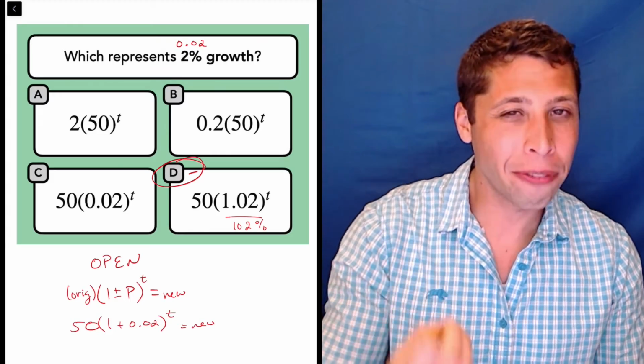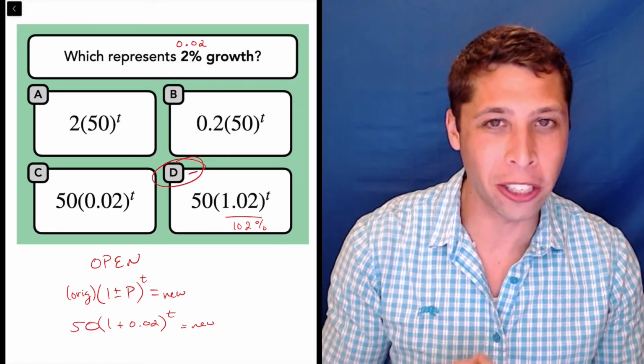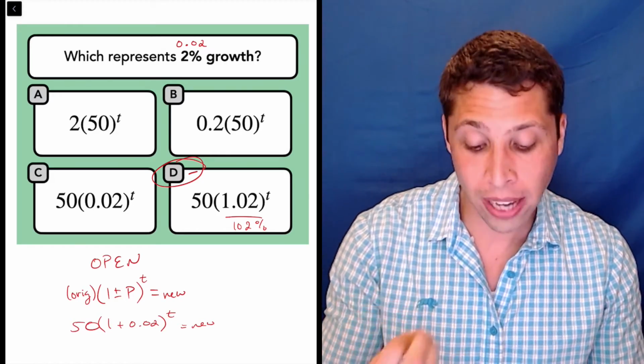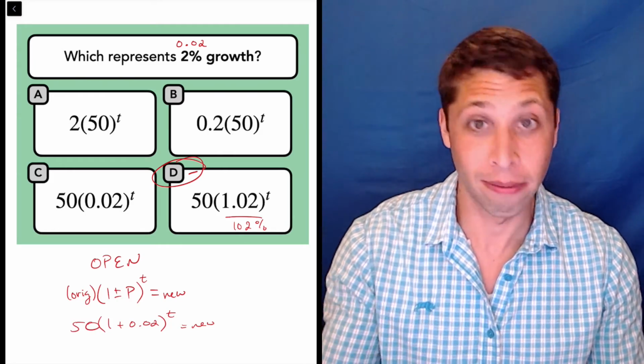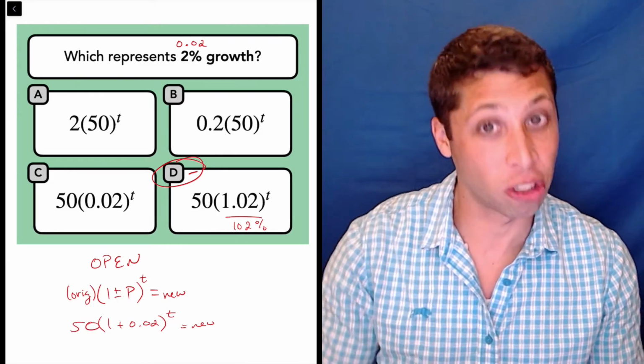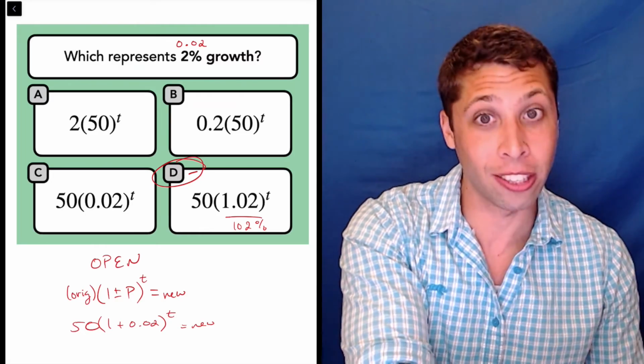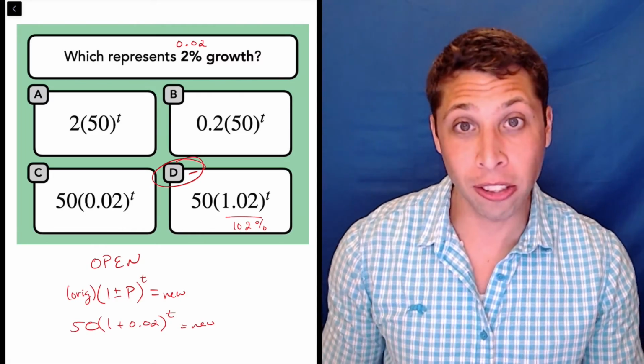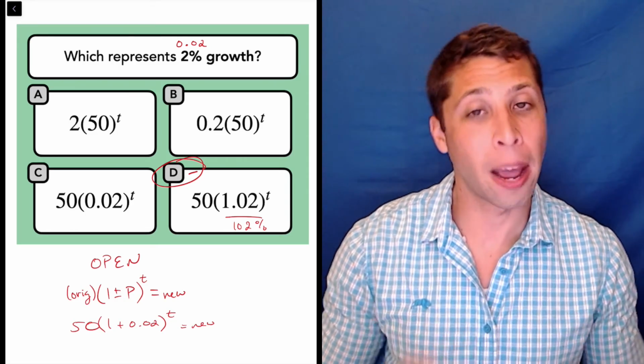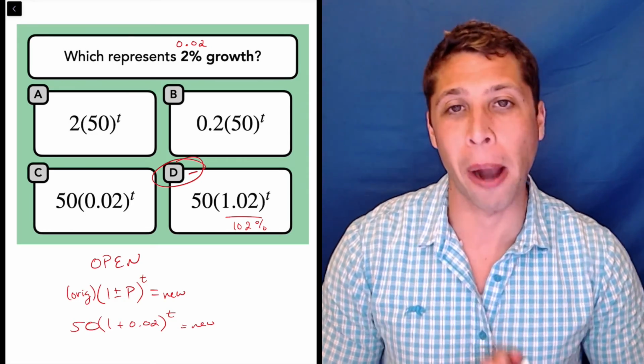They know you're going to have to remember how to deal with it, and you're going to convert it into a decimal, but that would just be finding 2% of 50 every year or whatever, and that's going to make it much smaller, whereas what we want to do is show the growth. So the 1 plus the percentage is what shows the growth. Memorize this open formula, get comfortable using it, and percentages and exponentials will not be a problem for you anymore.